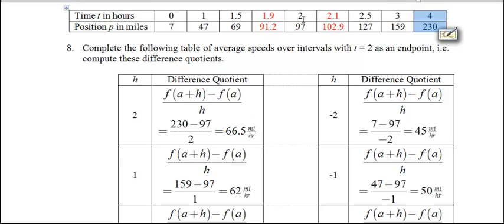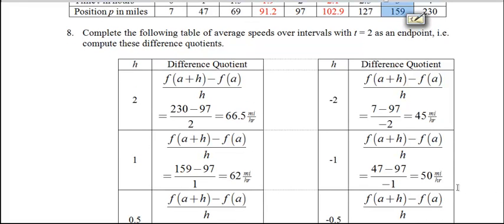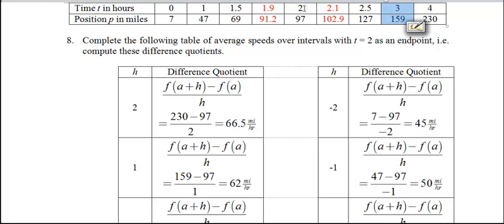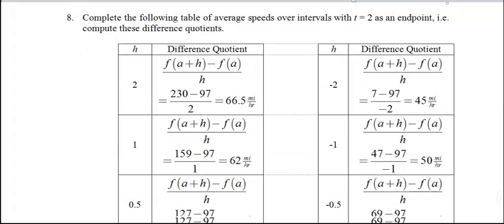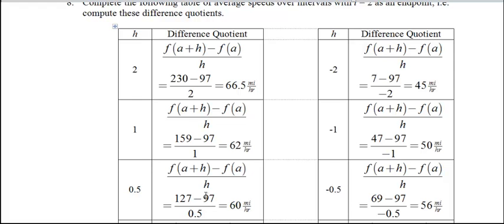Then if we do h is 1, we're talking about adding 1 to 2, so that's going to the point x is 3, or t is 3. And we see its y, which is 159, so it's 159 minus 97 over 1, 62 miles per hour. And then if we do 0.5, in our table we're looking at going from 2 to 2.5, 127. So work that out in the formula here. That's 60 miles per hour.